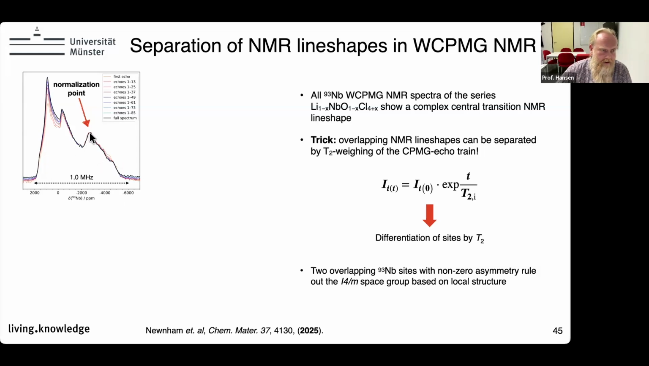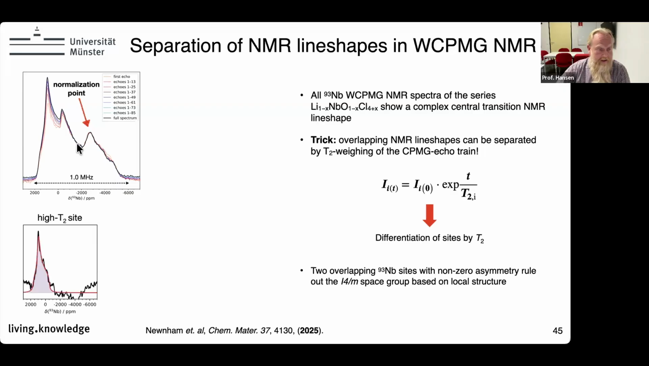And then you see, if you normalize to this, you sort of remove the T2 effect from this position, and you see differences in T2 at other places in the spectrum. That means that if you combine this and subtract from your full spectrum the difference, you can actually create the high T2 side here. This is the fit that we can do to this.